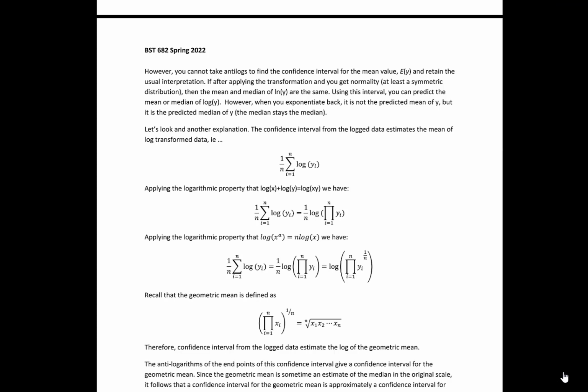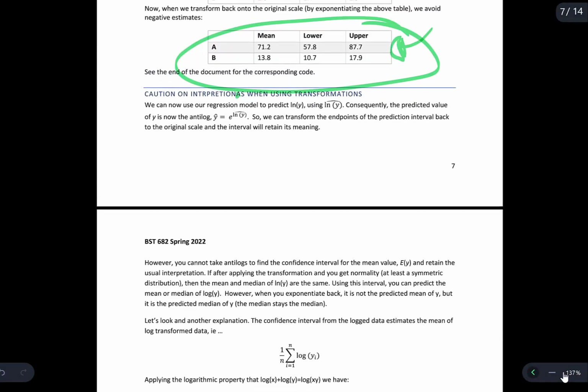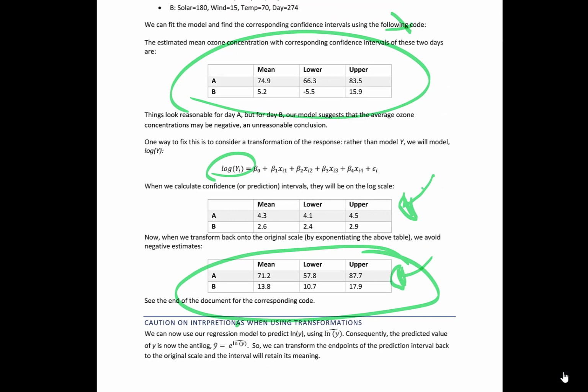All right. Remember that when you create a confidence interval, you are trying to estimate the expected value of y. Let's look at what's happening with this transformation. Let's say you apply the transformation and you look at it and you get normality, or at the very least a symmetric distribution. Then the mean and the median of log y, which is, remember, the thing that you're predicting when you first make the transformation, are going to be the same because it's a symmetric distribution. Using this interval, you can predict the mean or the median of log y. So that's perfectly fine. What I'm referring to here would be the values in this first table.